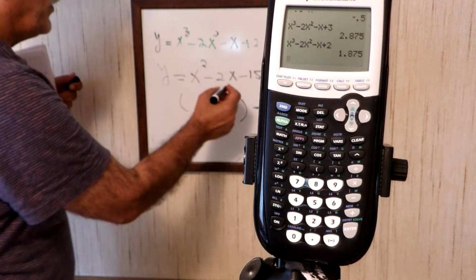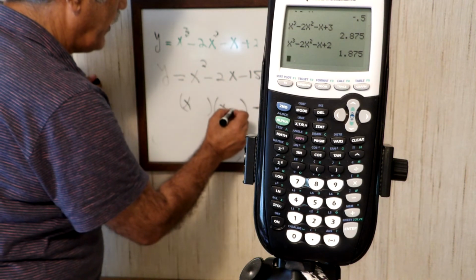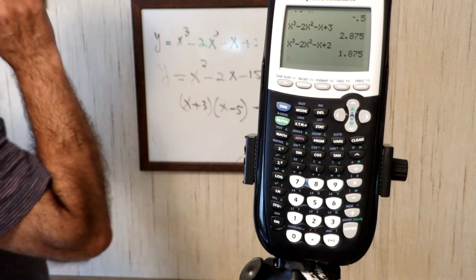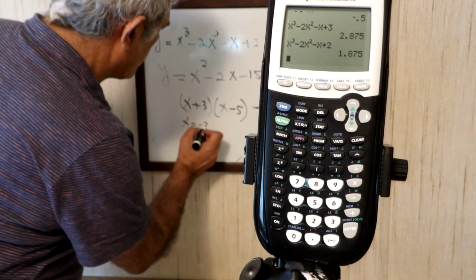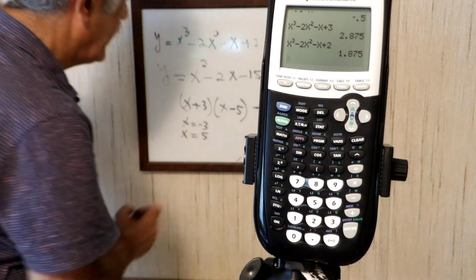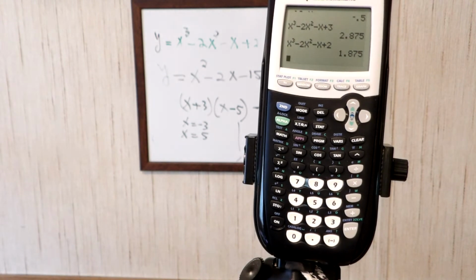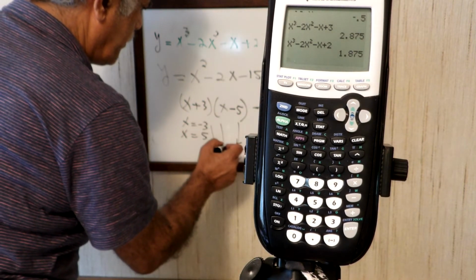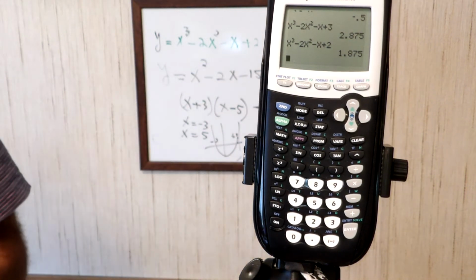We know the factors are going to be minus 5 and plus 3, because minus 5 times 3 is minus 15, and when you add them up it's minus 2. So we know the answer is going to be x minus 5 and x plus 3, meaning where it will intersect the x-axis, plus 5 and minus 3.